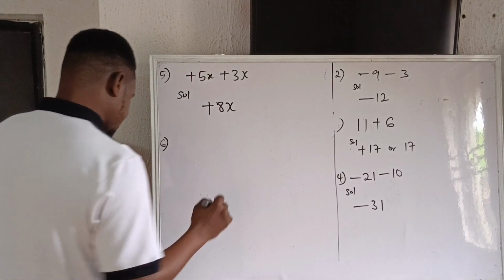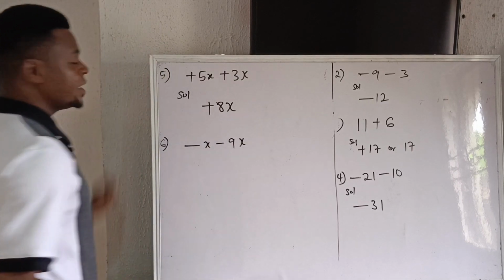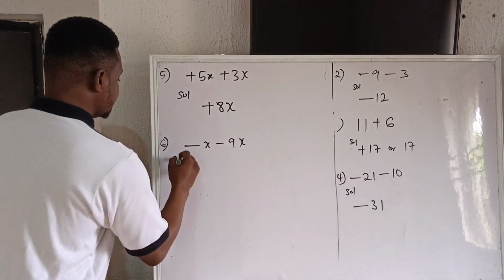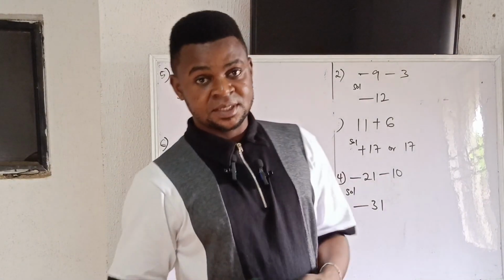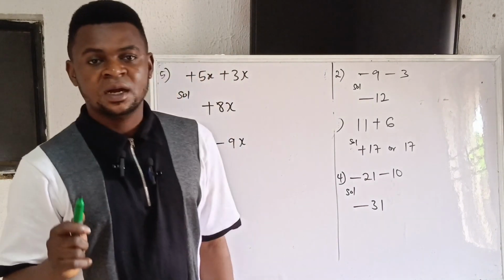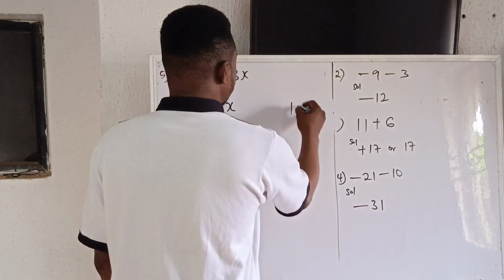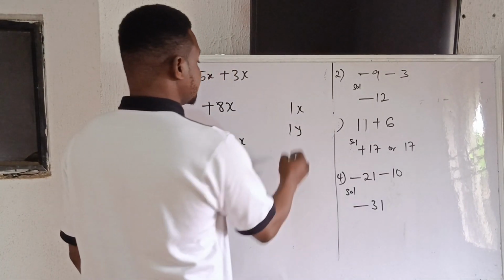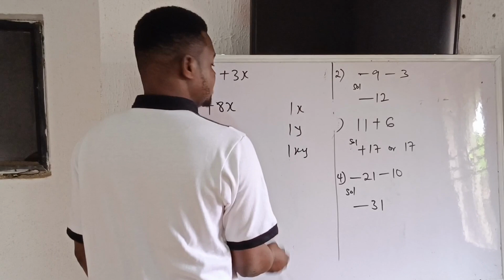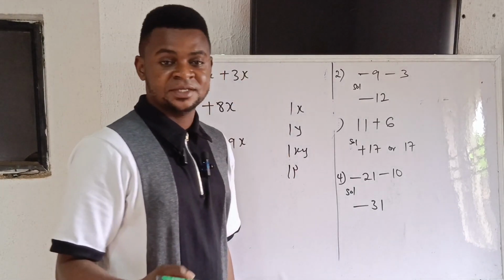For example 6, if we're going to simplify minus x minus 9x, how do you go about this? This is not actually hard. Now, in algebra, I want to show you guys something. In algebra, you don't attach one to variables. For instance, there's no such thing as 1x. There's no such thing as 1y. There's no such thing as 1xy. There's no such thing as 1p. Are you getting it? And so 1 is not attached to variables.